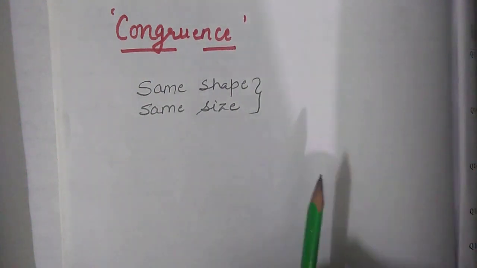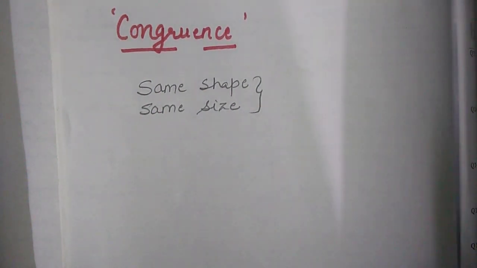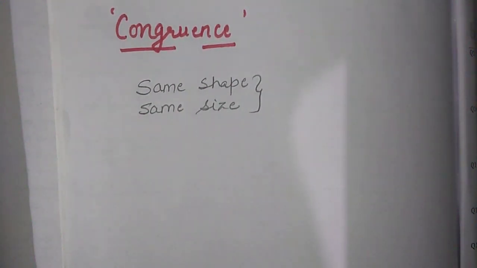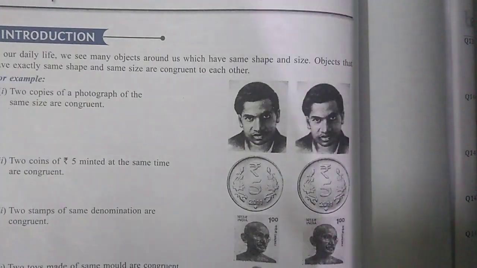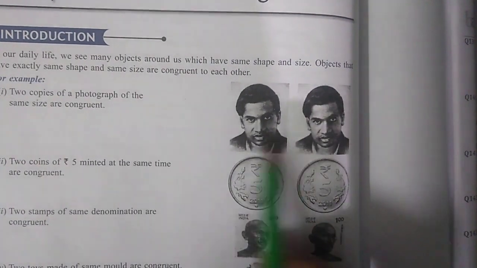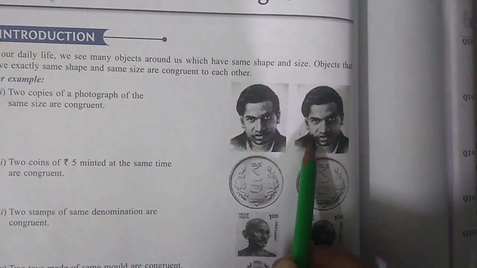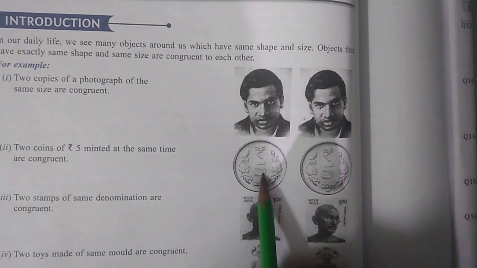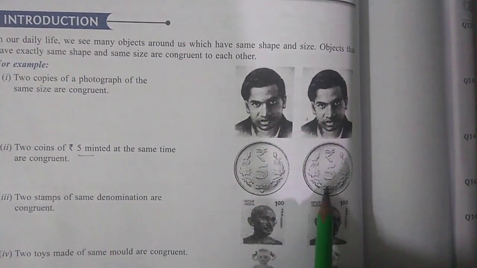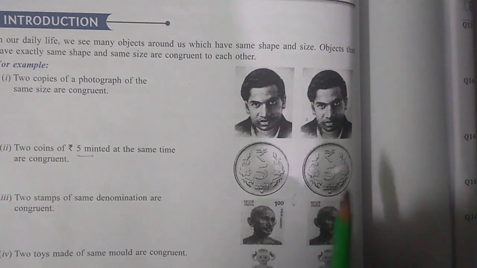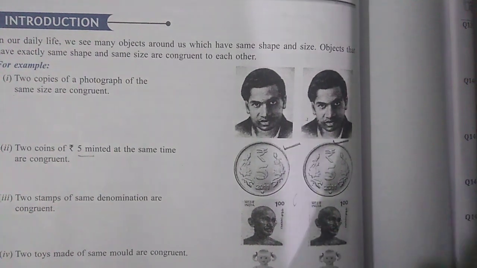Whenever you see two or more objects having same shape and same size, then you can say that those figures are congruent. For example, these are the two copies of a photograph having same shape and same size. So we can say they are congruent. Now in second example, we have two coins of ₹5 and they are having same shape. They both are circular and they are of same size. So we can say that these two figures are congruent.